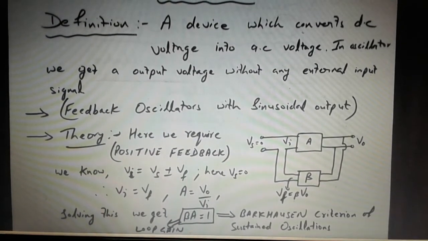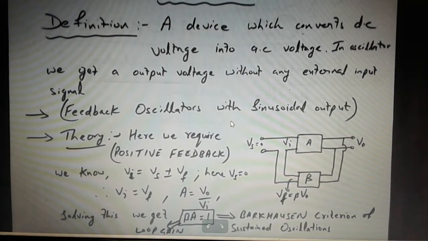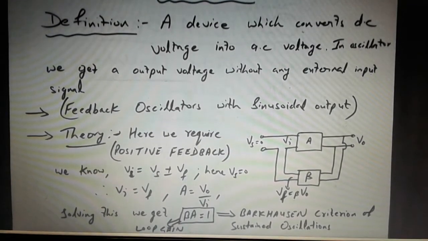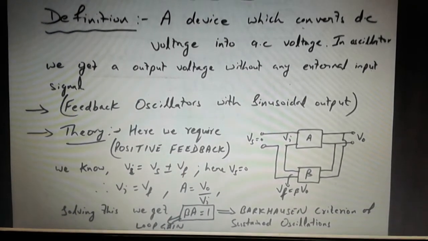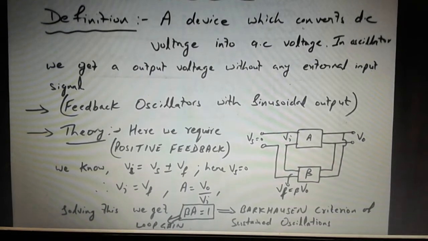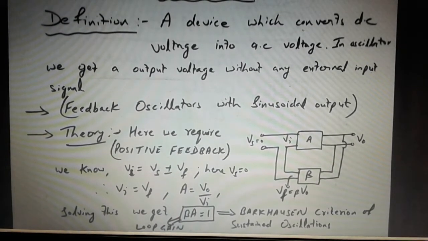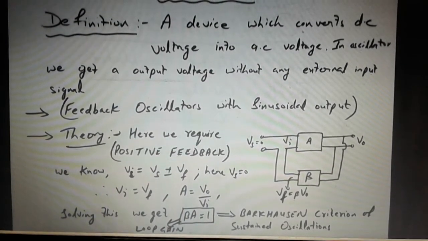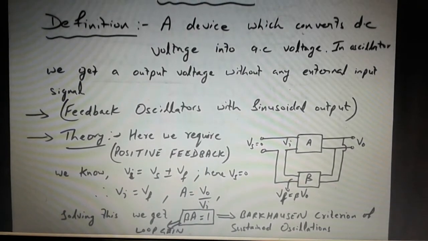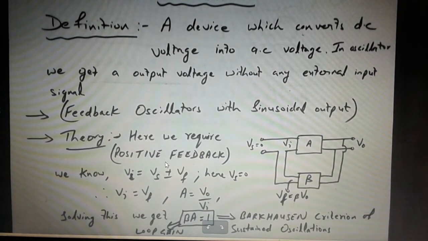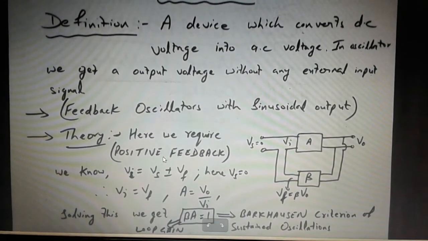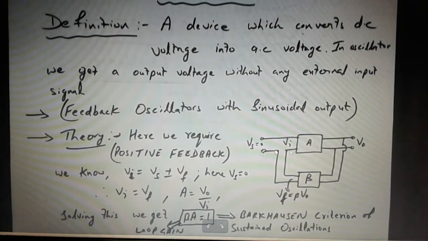Beta A is the loop gain. So that means beta A is equal to unity. This is a very important condition which an oscillator has to satisfy. And this condition or criterion is called the Barkhausen criterion of sustained oscillations. It's the main requirement which an oscillator should always obey so that it could produce sustained oscillations.